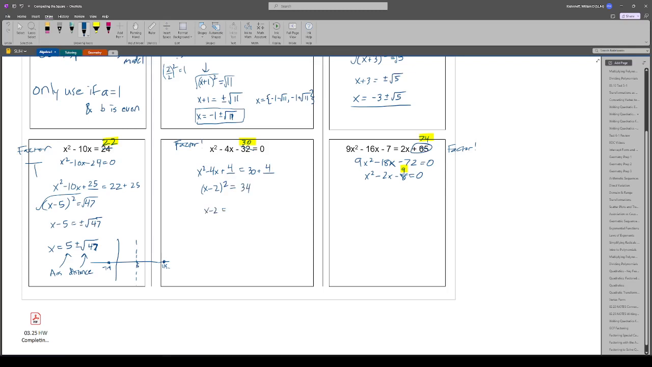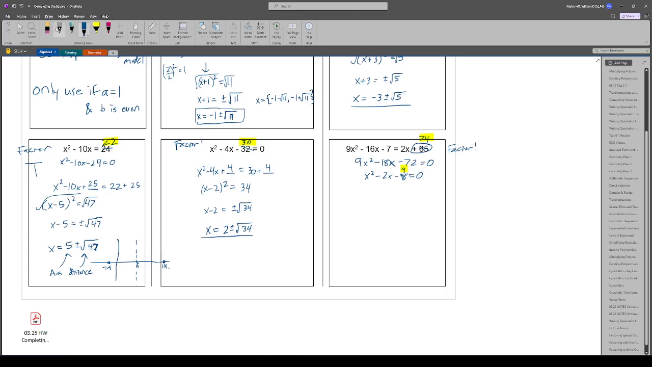X minus 2 equals plus or minus root 34. And then x equals 2 plus or minus root 34. I didn't really try when I made up these numbers, but I should have probably made one where the radical could be simplified. So if this square root of 34 was, say, like square root of 32 instead.